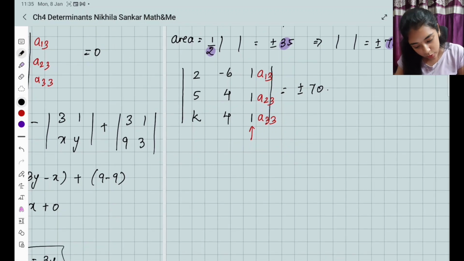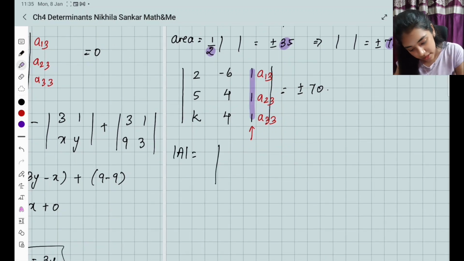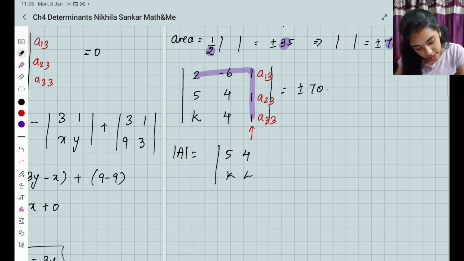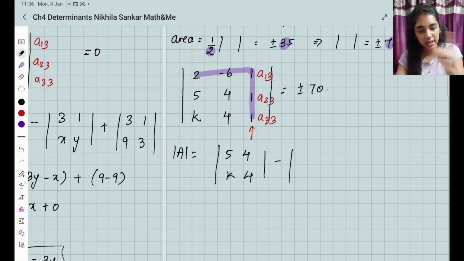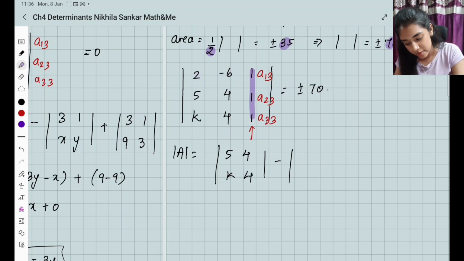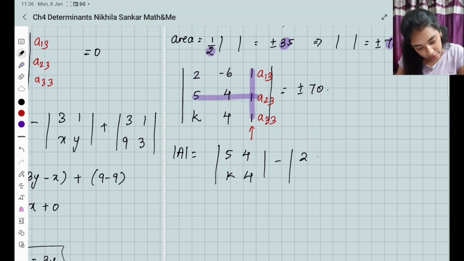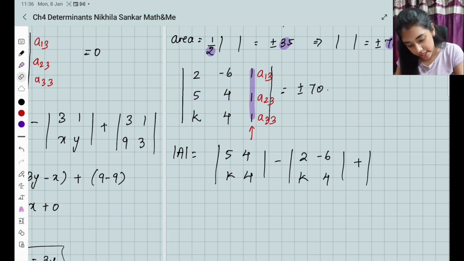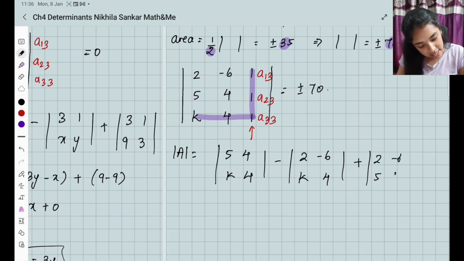When I do that, the determinant value is 1 times, now I'm always going to hide column 3. Hiding the first row, I'll be left with 5, 4, k, 4. Minus the second value, because the signs alternate: plus, minus, plus. Remember that. Now I erase the first row and hide the second row, so I'll be left with 2, minus 6, k, 4. And the last determinant: I'm going to hide the last row, I have 2, minus 6, 5, 4.